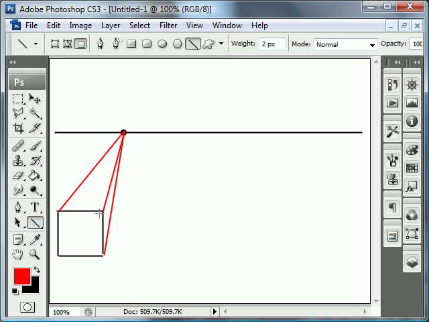So this is how we pull the edges of the cube back to the single vanishing point. Now, how do we finish off the back end of our cube?